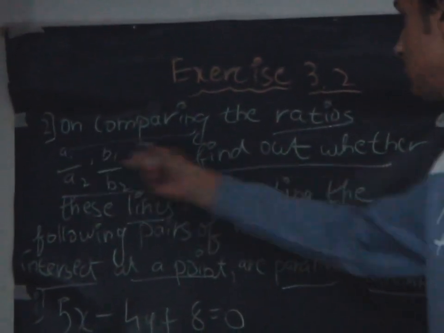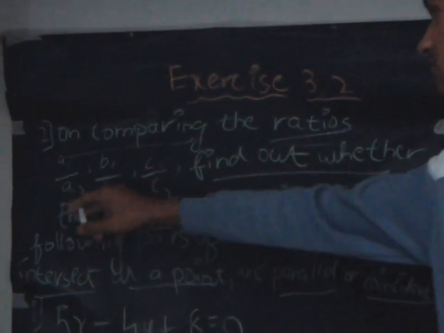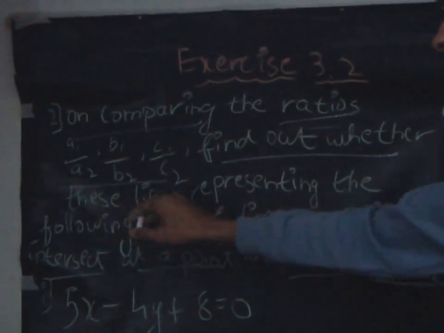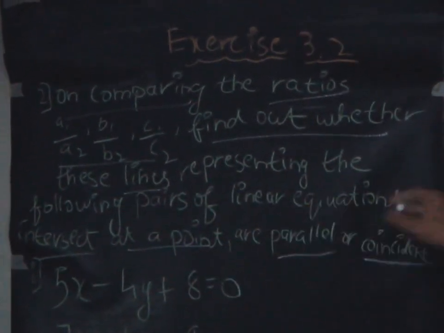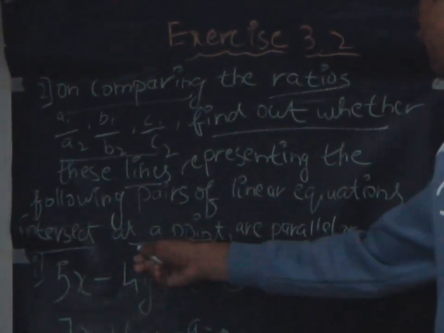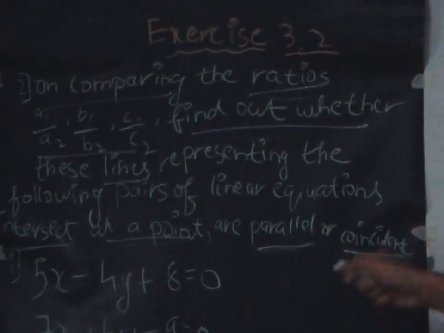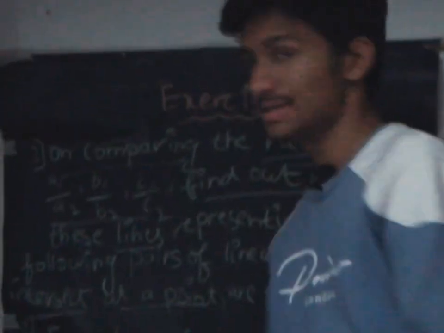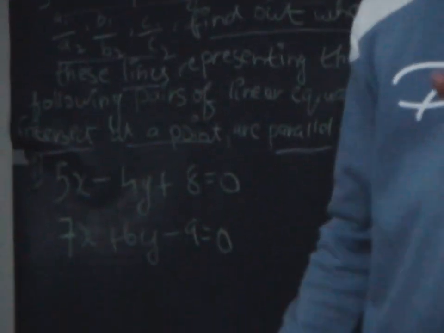On comparing the ratios A1 by A2, B1 by B2, C1 by C2, find out whether the lines representing the following pairs of linear equations intersect at a point, are parallel, or are coincident. This much is given in this question. We have to analyze which type of lines these are. Do you understand this? So let us answer this in the easiest way. Please think that the solution will be like this.